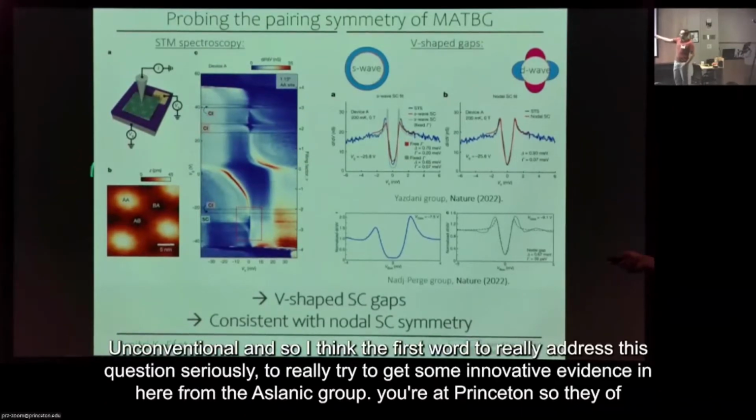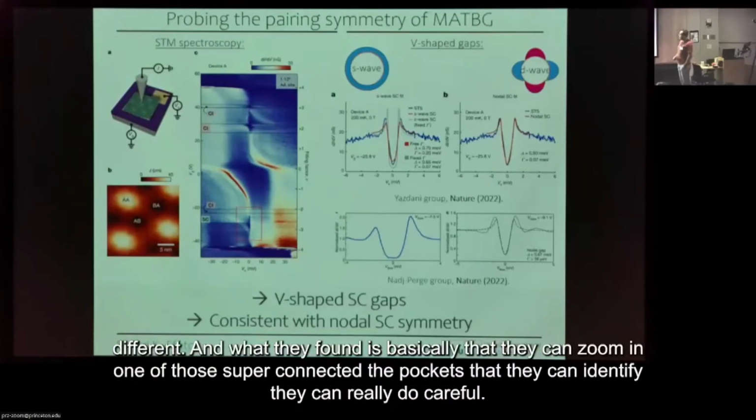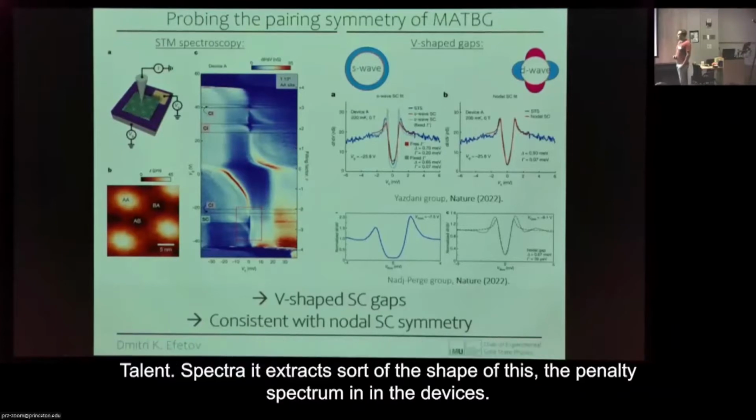They are, of course, famous for these very beautiful spectroscopy maps as a function of filling, where they do spectroscopy tunneling experiments in twisted bilayer graphene. What they found is that they can zoom in on one of those superconducting pockets that they can identify in the spectroscopy maps, and do careful tunneling spectra and extract the shape of this tunneling spectra in the devices.